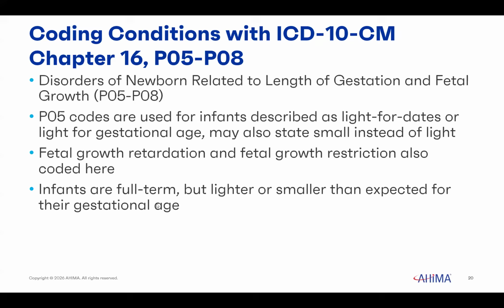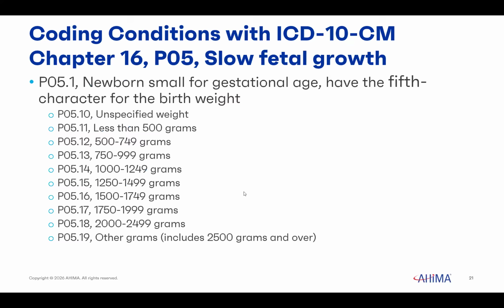So we use that, and you can see some examples of them here. Newborn small for gestational age, right? The fifth digit will tell us how small. So you can see here, P05.11, less than 500 grams, 500 to 749 grams, P05.12. So in other words, they're small for gestational age.